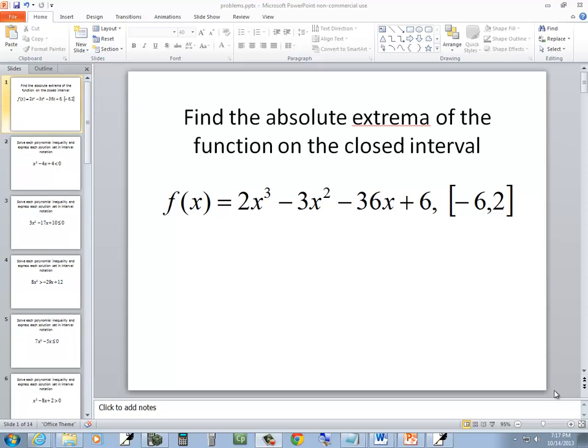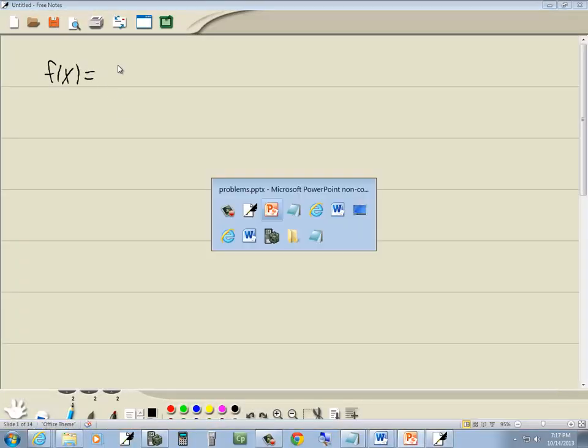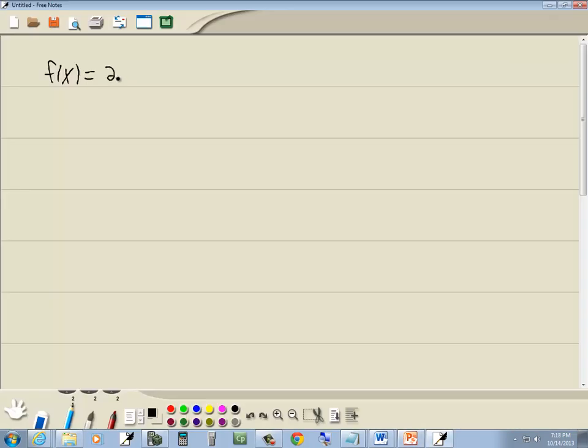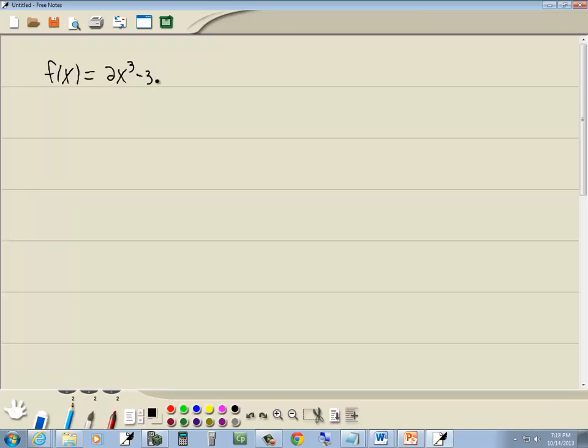In this problem, we want to find the absolute extrema of the function on the closed interval. So we've got f of x is equal to 2x to the third minus 3x squared minus 36x plus 6 on an interval from -6 to 2.